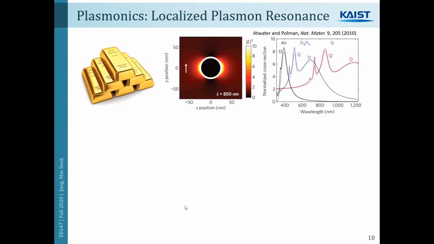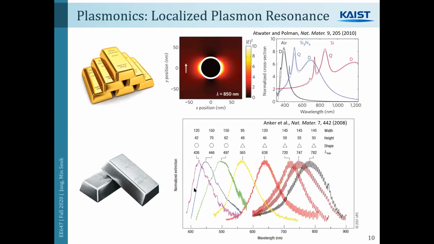Okay, so if you make metallic materials into a nanostructure, depending on its size, it starts to resonate at certain frequencies. So if you change the shape and the size of the nanoparticles, it resonates at different frequencies, and they have different colors.